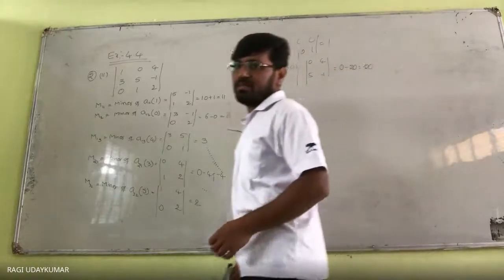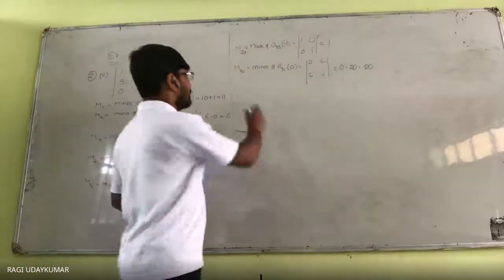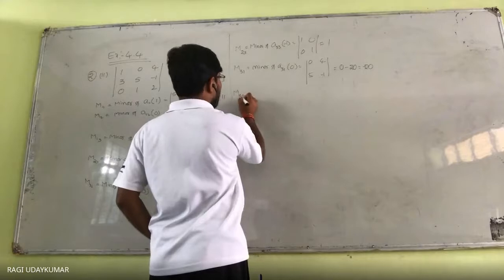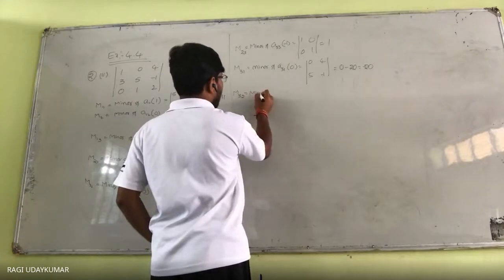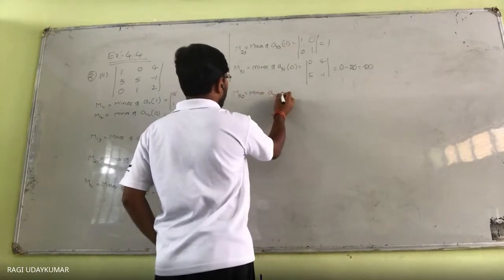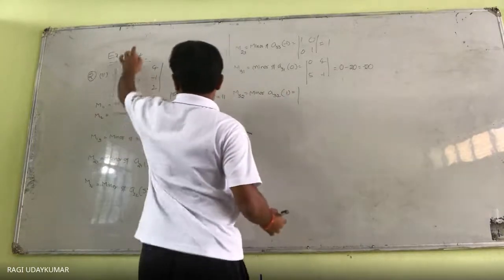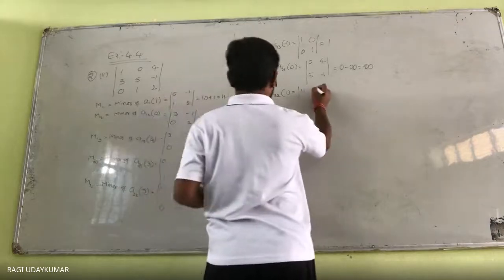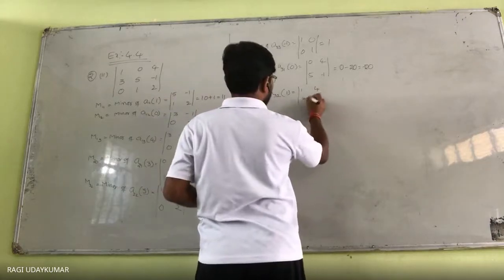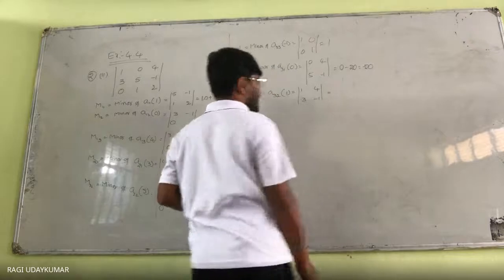Like this, minus 3 1 is done, now 3 2. M32 is equal to the minor of A32. The A32 element is 1, so for its minor, delete the row and column. 1, 4, 3, minus. So be careful while deleting.